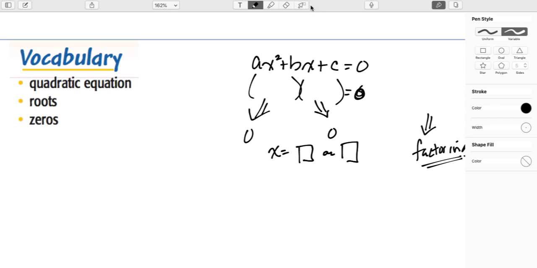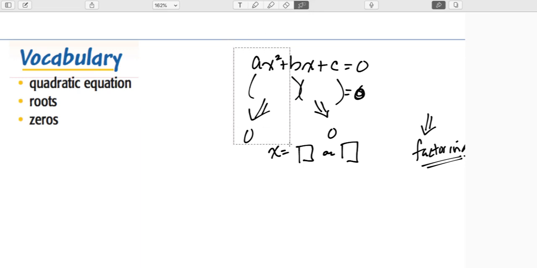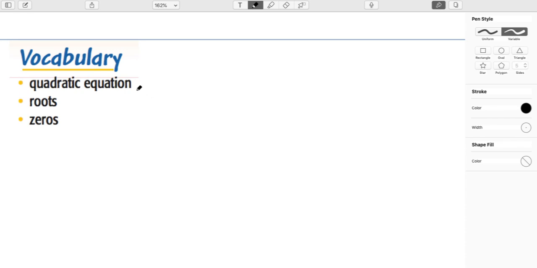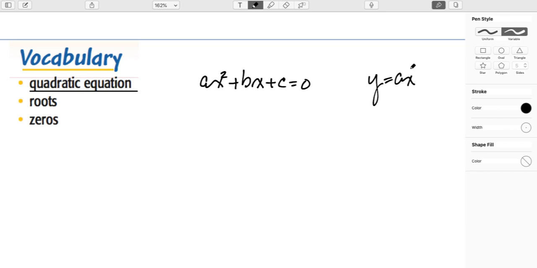Okay, so what our textbook has us doing is considering graphing as a way to solve such situations, particularly when we can't factor. So we're going to practice that concept. The first term that we need to be aware of is the idea of what a quadratic equation is. A quadratic equation is an equation that can be written like this: ax squared plus bx plus c equals 0.